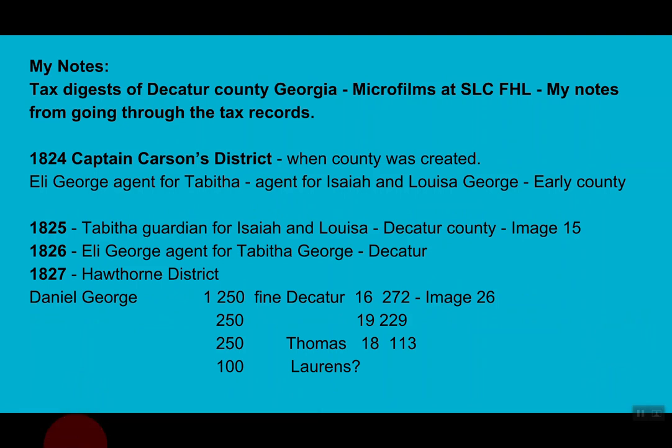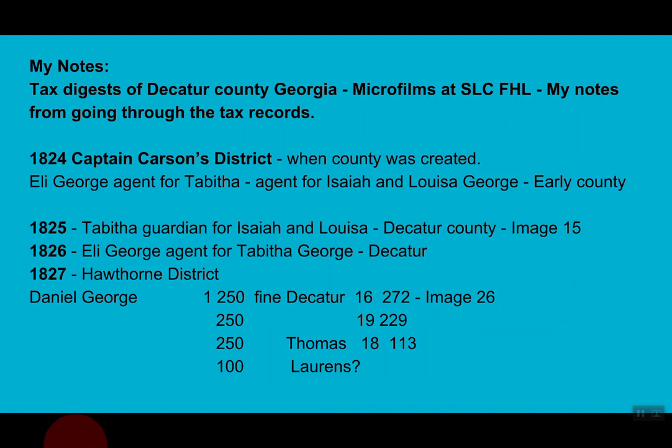Another thing you want to do too is you want to take the surname. So I would take the George surname and I would search for every George in this county, every person in the county that had the last name of George, because as you know, in these early records, it's really hard to determine how families look at that time period.